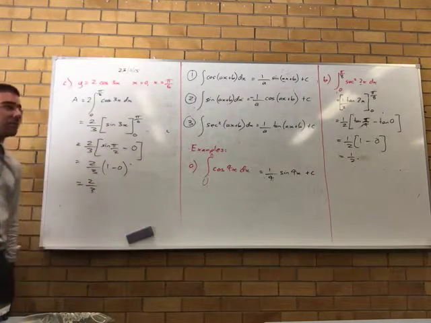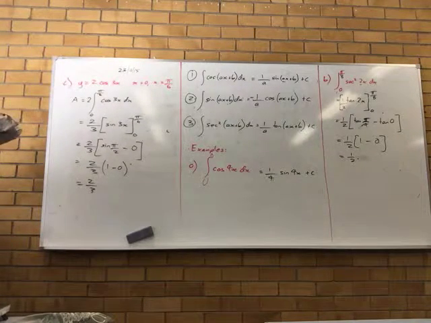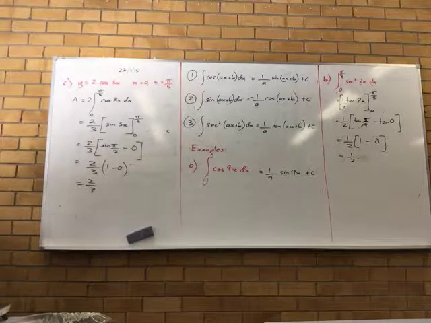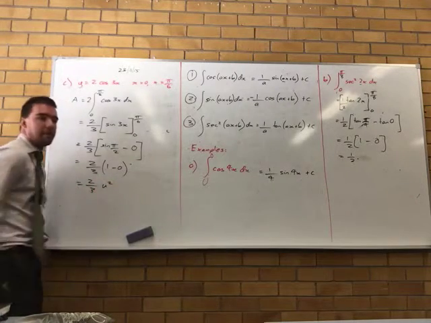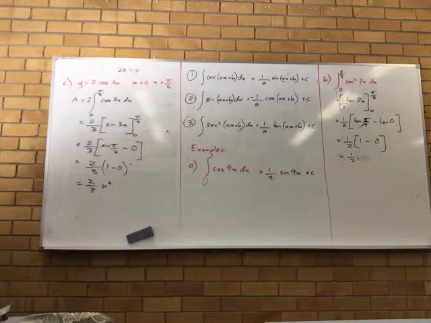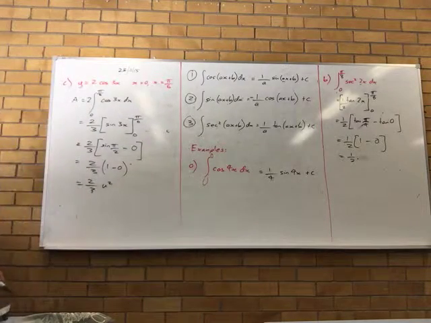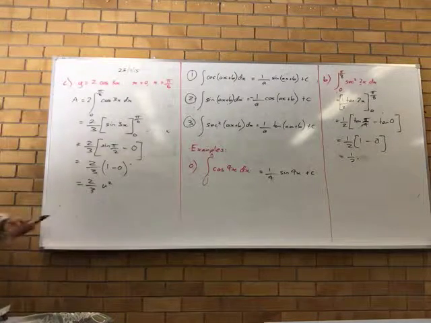Alright, 2/3. So the exact area for the curve 2 cos 3x, we've got an amplitude of 2, a period of 2 pi on 3, and the exact area is 2/3 unit squared. It's amazing how things work out. How are we supposed to know that one's a unit? The question did say find the area. I just didn't write the whole question.